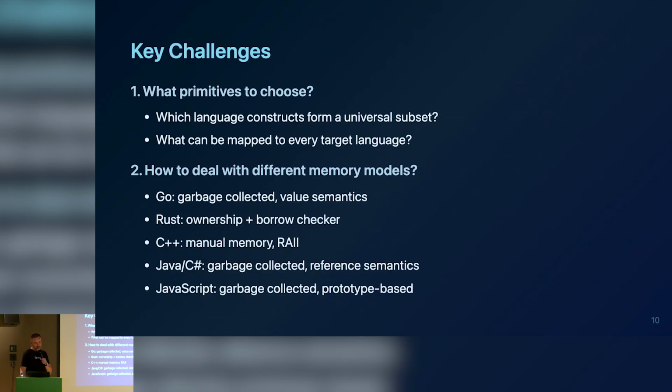And also there is a problem of memory model, because Go is garbage collected. Rust and C++ have mostly manual memory management. Java, C#, and JavaScript are similar to Go because they are also garbage collected languages, but they are mostly reference-based, and Go is value-based, so it's always about copying values.